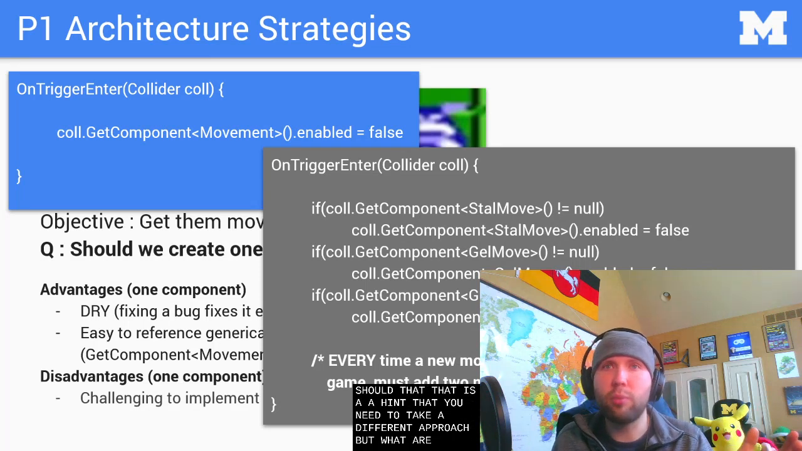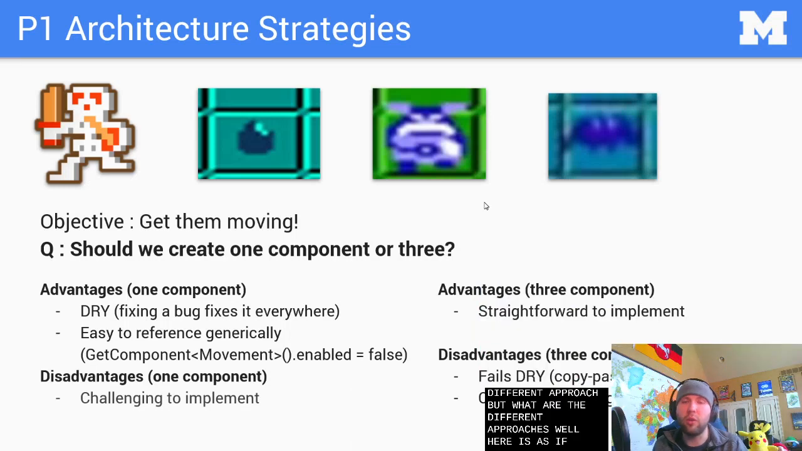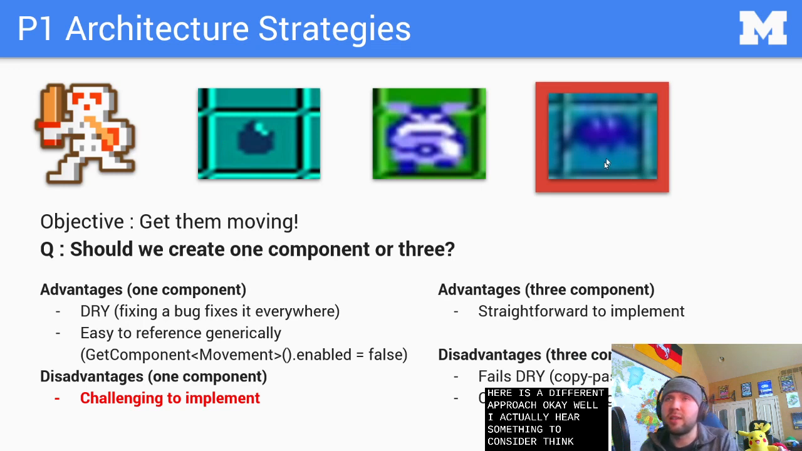But what are the different approaches? Well, actually, here's something to consider. Think about this. What if we added a bat to the game, right? These three have very similar movement, but this Keese does not move remotely like these three, okay? Do you want to create one component that can handle all four of these? No way. It would be next to impossible to do a good job writing one component that deals with all four of these different movement styles. These three are very similar, but this one is totally different, okay?